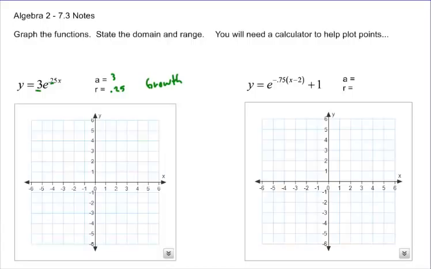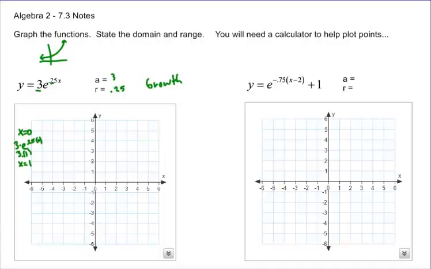And what we're going to do is we're just going to pick a couple of points. I know that the exponential growth function has to look something like this. Okay, and so I just need to find 2 points that will work. The 2 points I'm going to pick are the point when x is 0 and a point when x is 1. So when x is 0, I'm going to have 3 times e to the 0.25 times 0. Well, that's going to be 3 times 1.